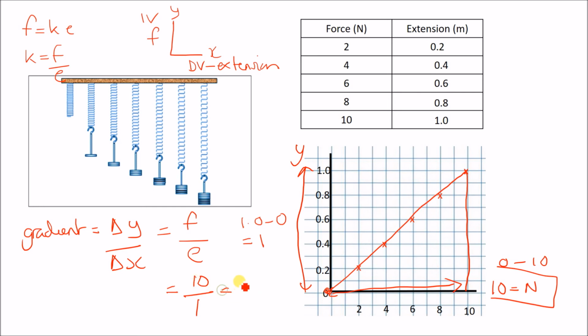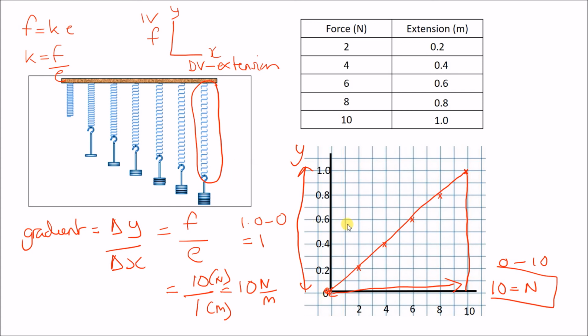10 divided by 1 is equal to 10. And remember the units: force is in newtons, extension is in meters, so this is going to be in newtons divided by meters, newtons per meter. So our spring constant is 10 newtons per meter. And this is how we work out the spring constant and what the spring constant actually means. It's basically telling you how much effort you're going to have to put in to stretch a spring. So it's related to the extension and the force. The greater the force, the greater the extension. That's all the spring constant basically means. So that is a directly proportional relationship.